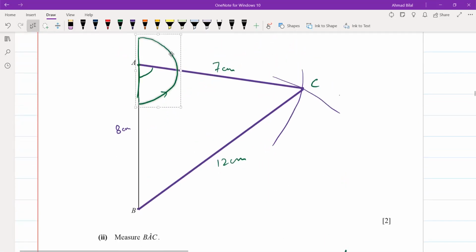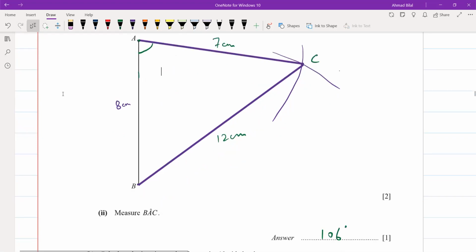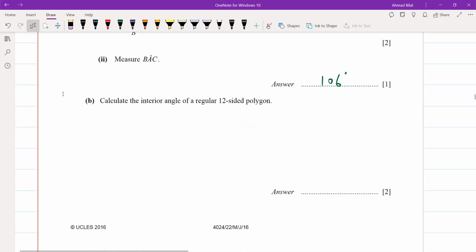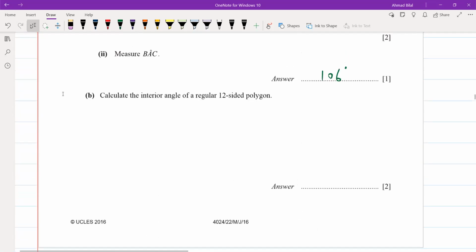Okay, so let's get rid of this from here, you can do it. Unfortunately, I can't do it here because I don't have a compass to use with this or a protector. Okay, calculate the interior angle.